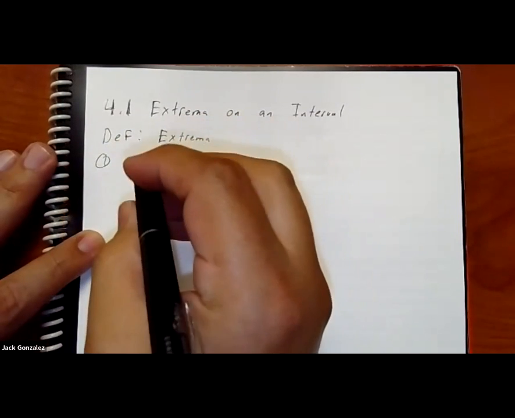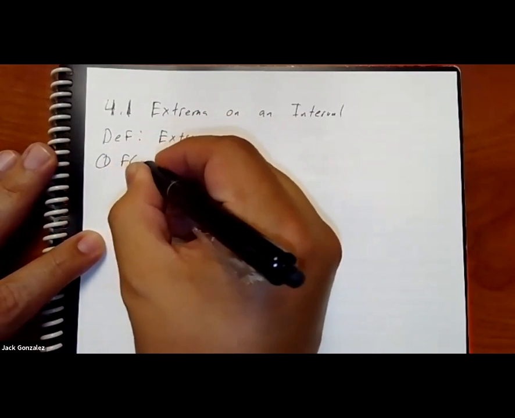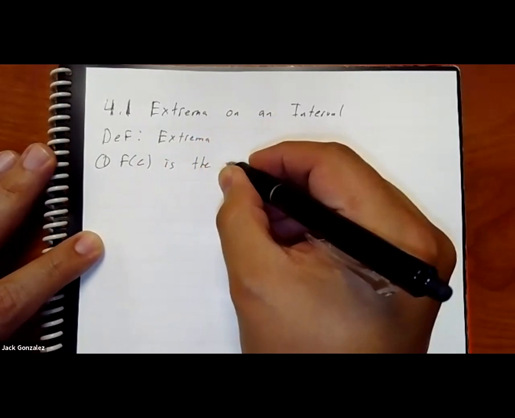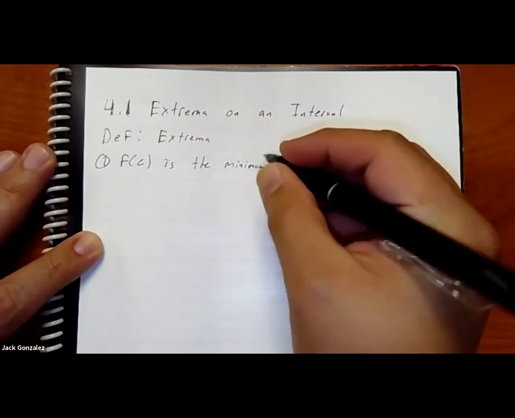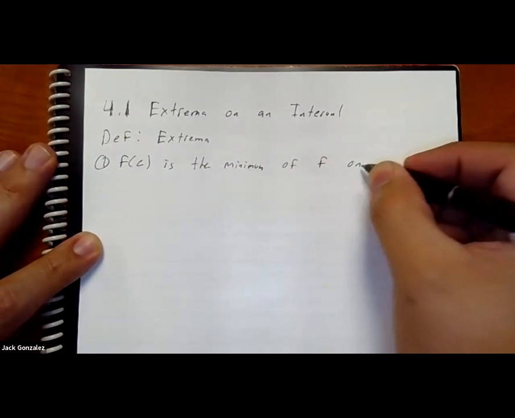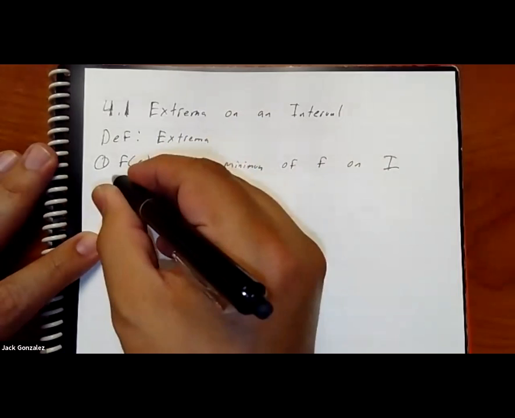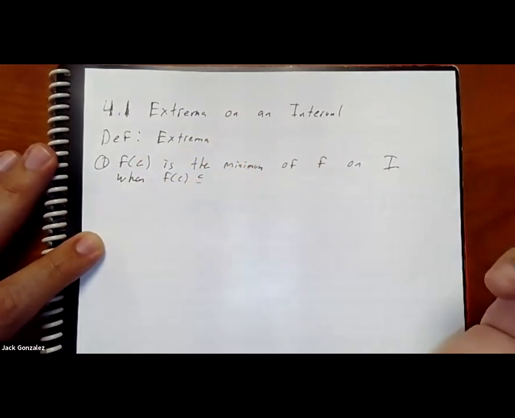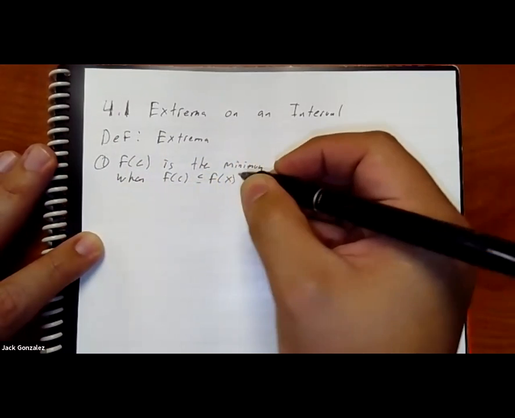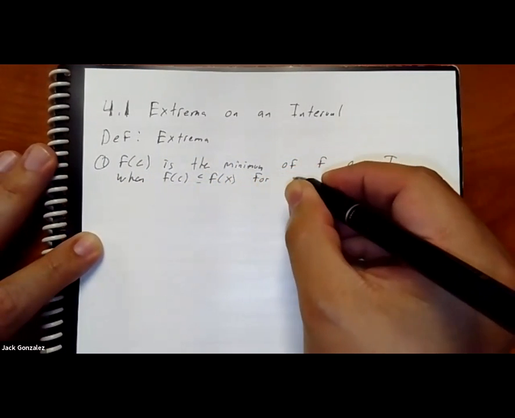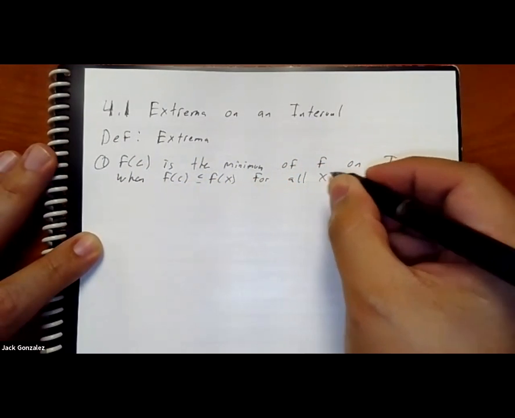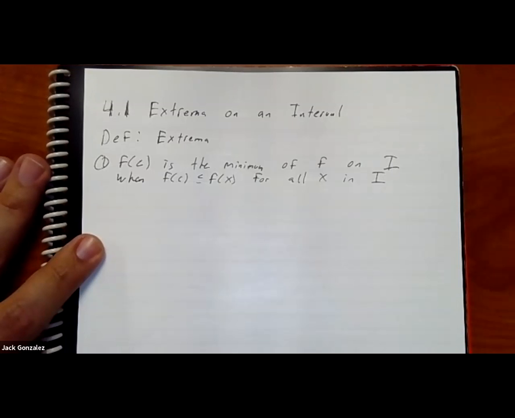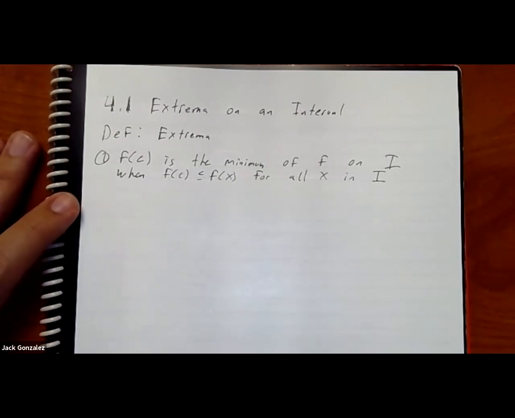So number one, f of c is the minimum of f on I when f of c is less than or equal to f of x for all x in I. Okay.